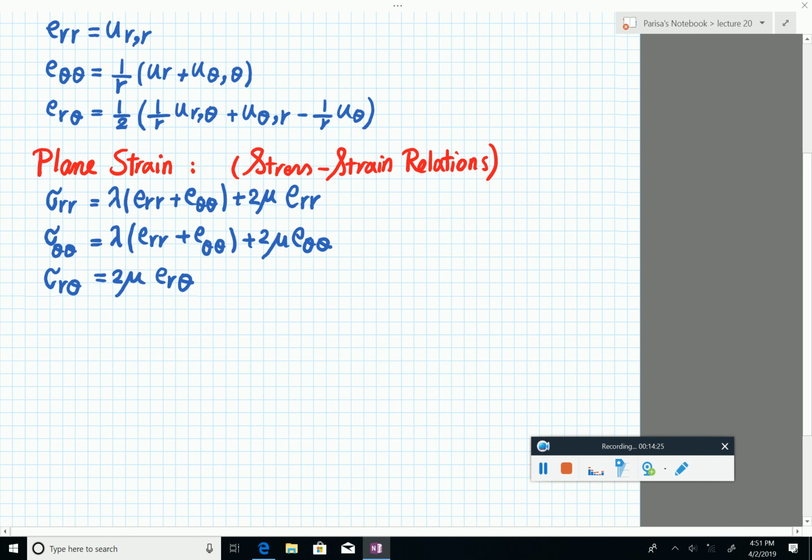Are we done? Plane strain. What is missing? One component is missing. Stress or strain? It's plane strain, so stress. Sigma_zz is missing.